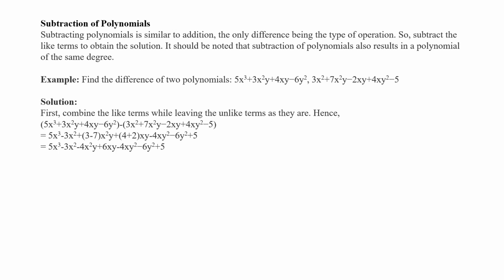So 4xy plus 2xy, xy is common, and minus 4xy square. Previously it was plus 4xy square, but when you open the bracket with the minus, minus plus is the minus term. So you have to put the minus term here. Okay, minus 4xy square, and minus 6y square.